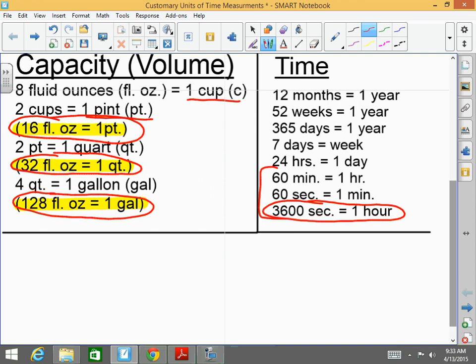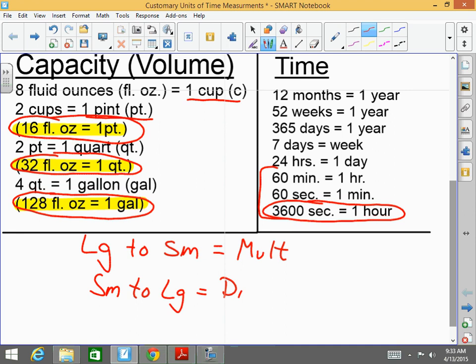And again, please remember, large to small equals multiplication. Small to large equals division. Does that make sense, boys? Okay. May I continue? You promise?